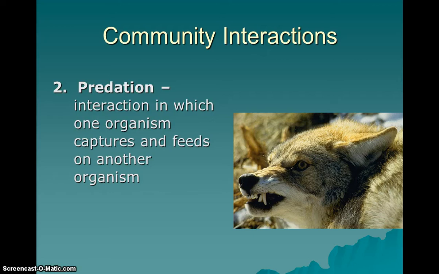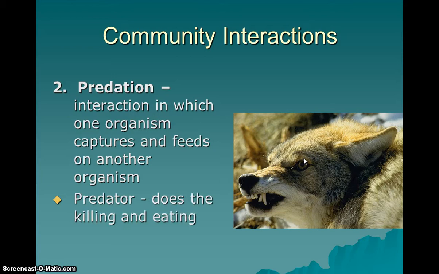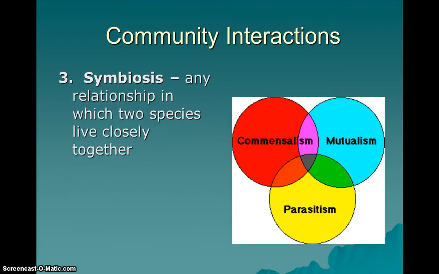So then here's number 2, predation, and that's going to be the interaction in which one organism captures and feeds on another. So obviously anything that's a predator is going to be a carnivore, or it's going to hunt. A predator does killing and eating. Prey is the organism that is the food. Also, here we go with symbiosis, and that's going to be any relationship in which two species live closely together. We're going to talk about each of these three.